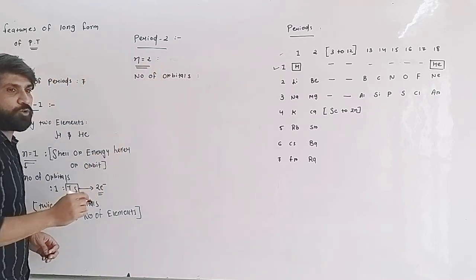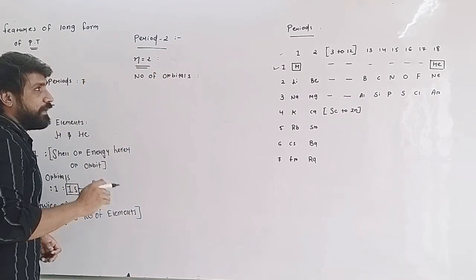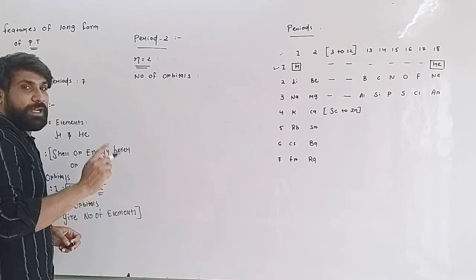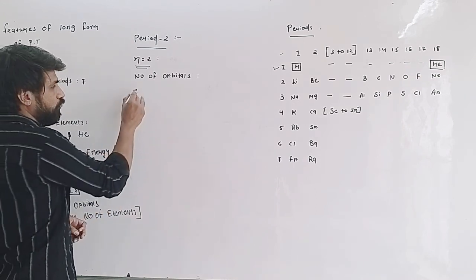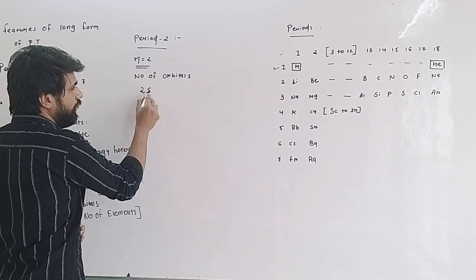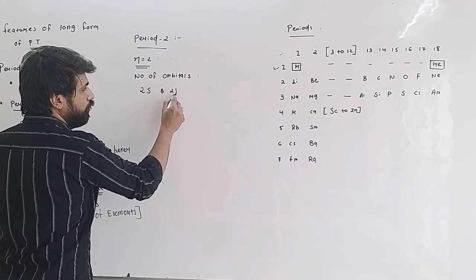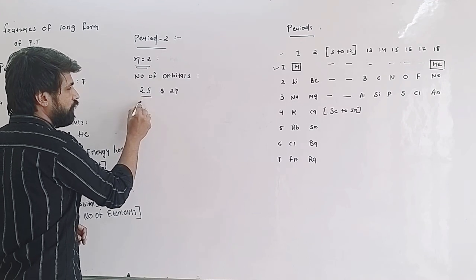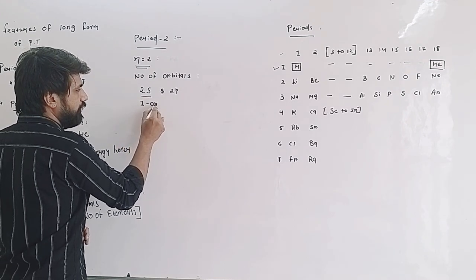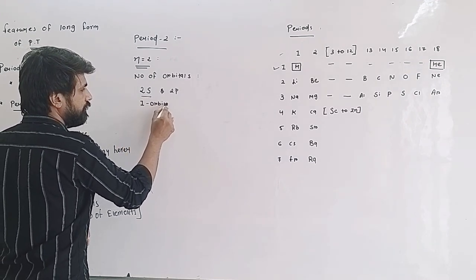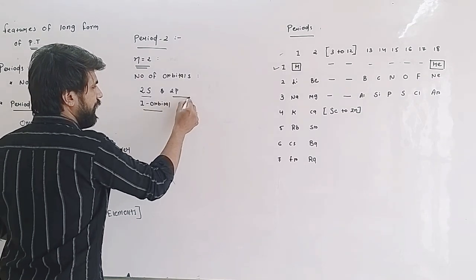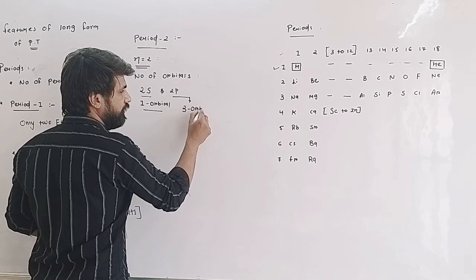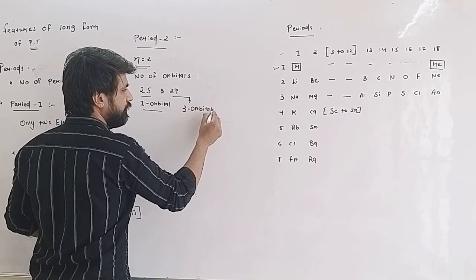If n is equal to 2, then use that formula. If n is equal to 2, then l means 0 and 1. So the total orbitals are 2s and 2p. That is a subshell. 2s and 2p are subshells. 2s has how many orbitals? 1 orbital. Is it clear? And 2p has 3 orbitals.